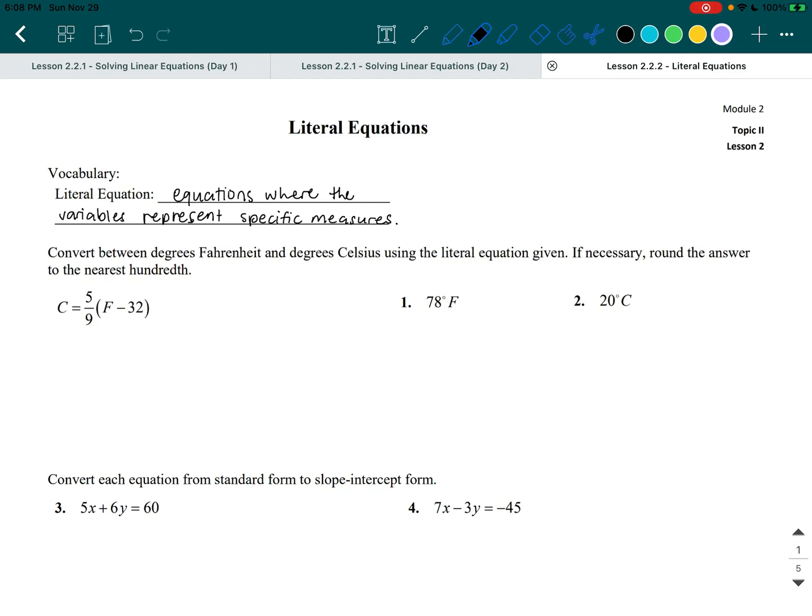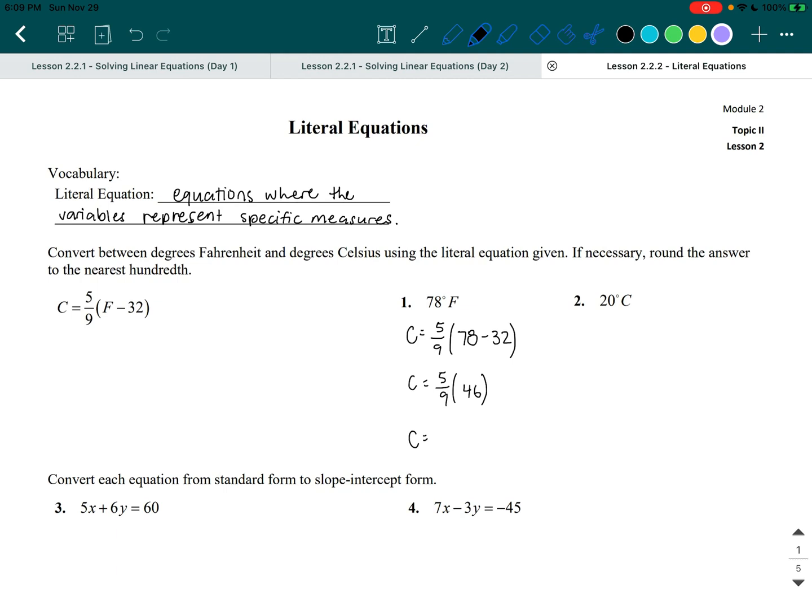So if we are given Fahrenheit in number 1, then we are looking for Celsius. So we want to use the C equals equation. So C equals 5/9 times F, Fahrenheit. So we're going to replace that with 78. So we have C is equal to 5/9 times 78 minus 32. Let's simplify the thing inside the parentheses. So 78 minus 32 is 46. And then with your calculator, you can multiply 46 by 5/9.